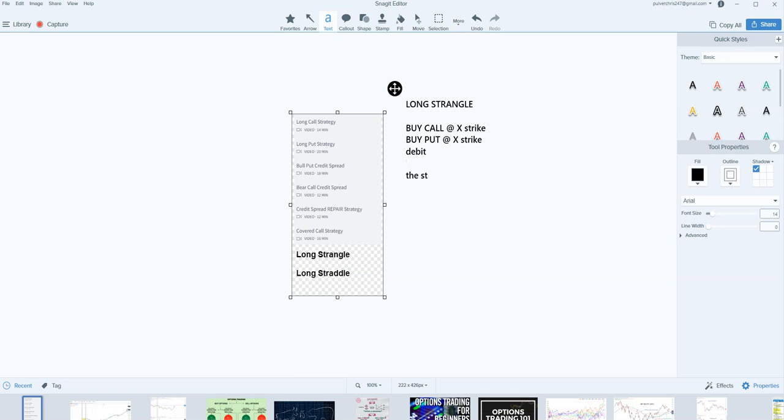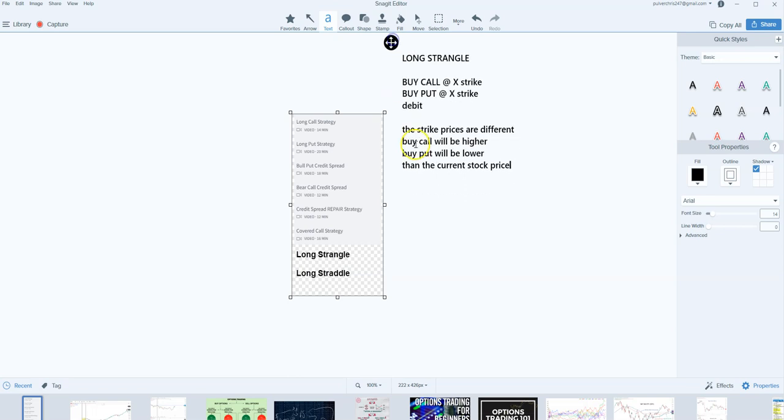The strike prices are different. And in a long strangle, we're going with the direction of the call and the put. So the buy call will be higher, okay? And the buy put will be lower than the current stock price. So I trade these a lot when it comes to earnings plays, okay?